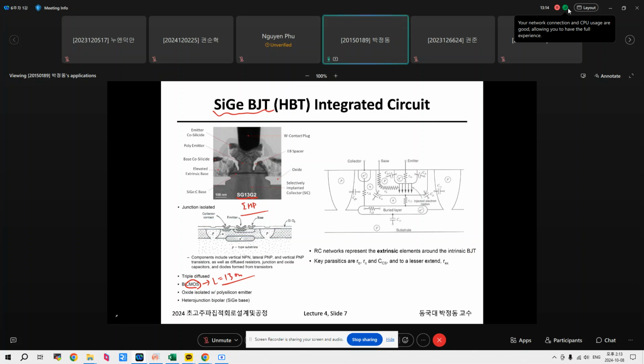As can be seen here, the key parasitics are RB, RC, and CCS. Also, this is CMU. CMU is also very, very important, actually. CMU is a CPC, which is a CGD. This is very important.